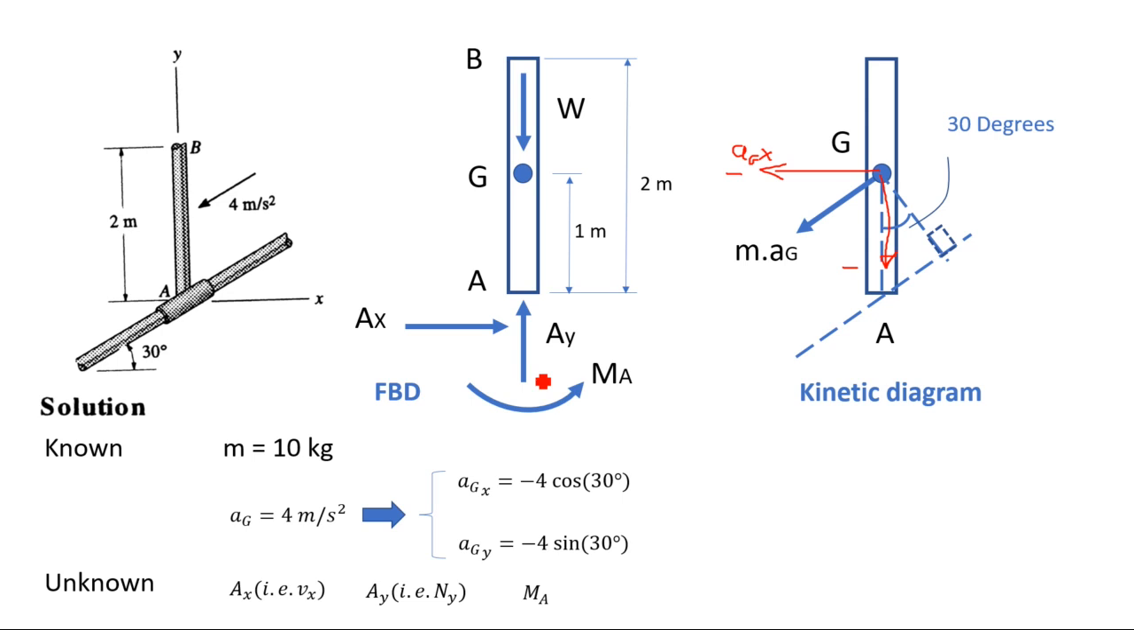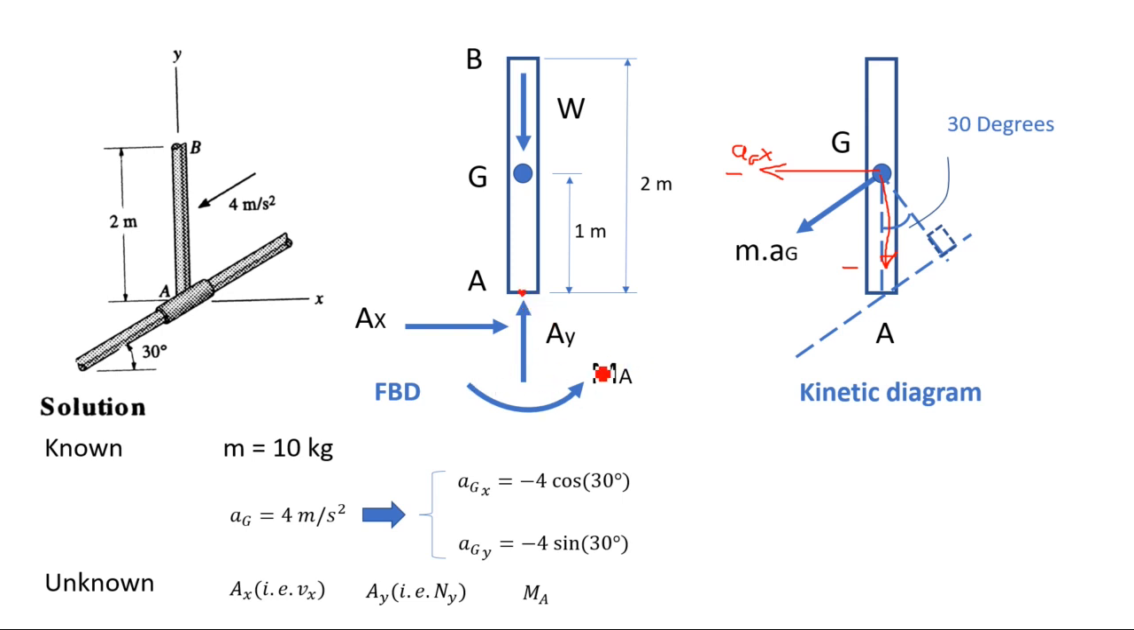So simply, if I'm going to do that, I need to use the equations that the force in the X direction is equal to the mass multiplied by the acceleration in the X direction, and the force in the Y direction is equal to the mass multiplied by the acceleration in the Y direction. And the moment in the free body diagram is equal to the moment in the kinematic diagram. To do that, we can use the forces that cause the moment around the point.